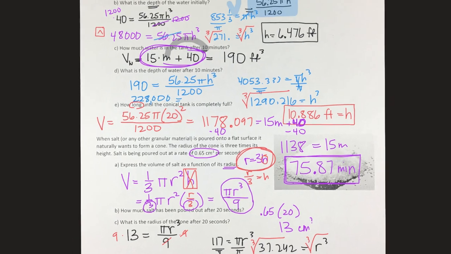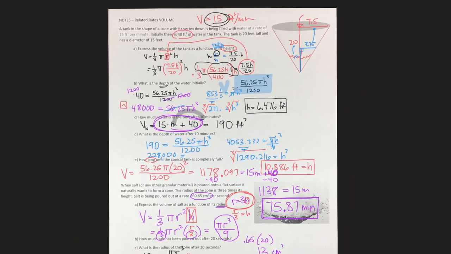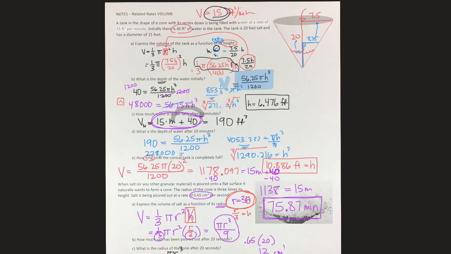So it's a matter of simplifying, replacing your r if you need to replace r, and replacing your h if you need to replace h. So these are volumes related rates.